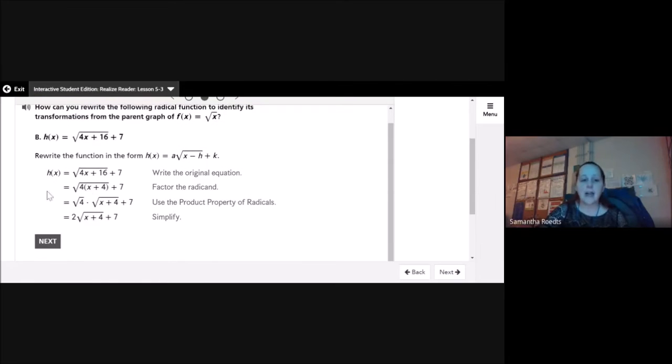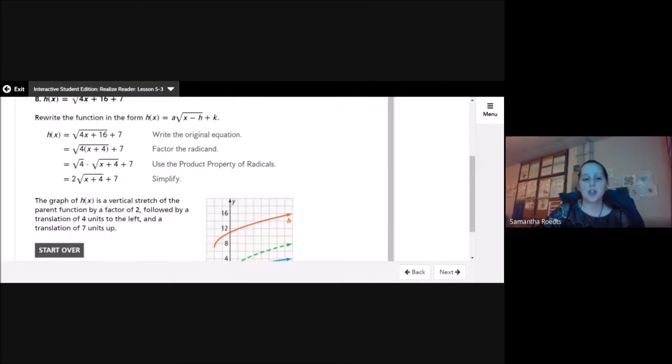Okay. So I factor the radicand, so what's underneath the square root. I can factor out 4, so 4 times (x plus 4). So I have the square root of 4 times the square root of x plus 4, plus 7. Well, the square root of 4 is 2. So I have 2 square root of x plus 4, plus 7.